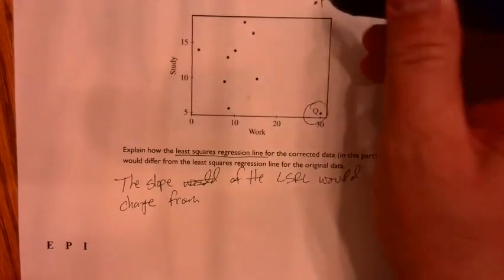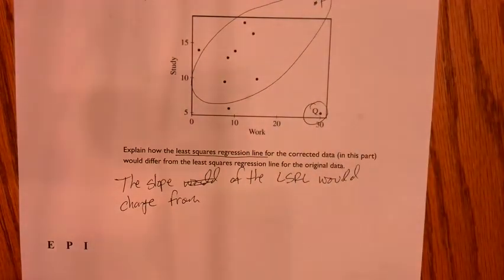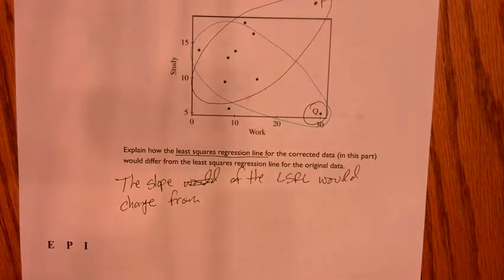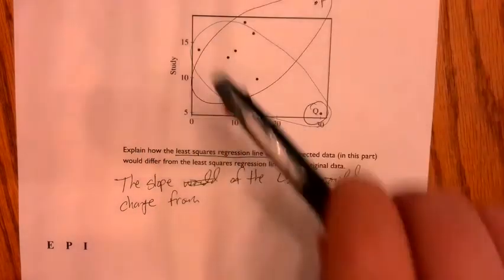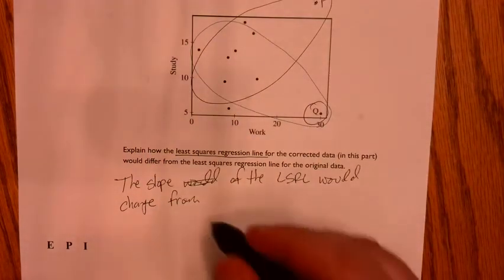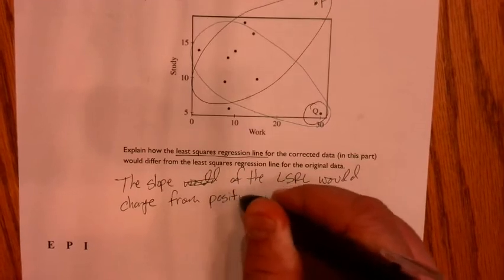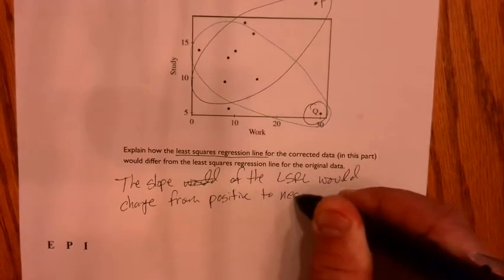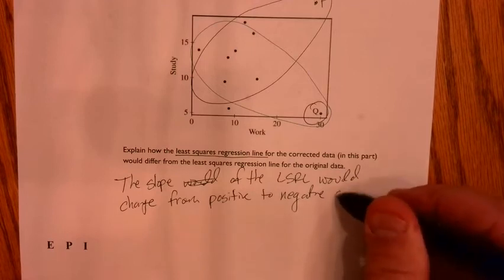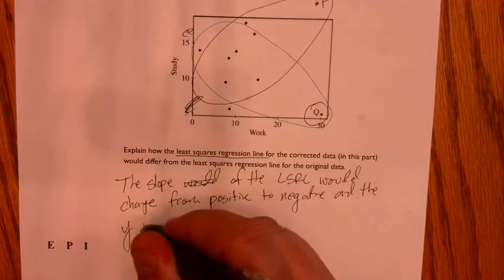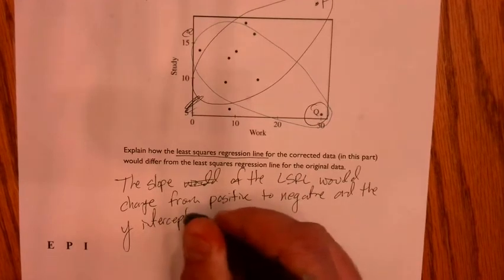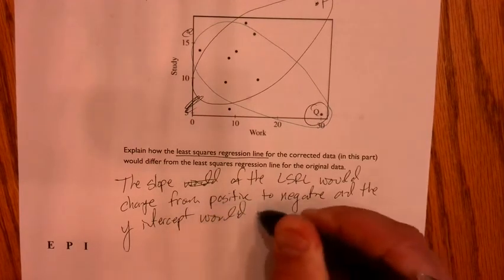Because see, this is my original bubble, like there, and this is my new bubble. See that? The new bubble's negative. So it would change, but I want to say how it's changed. The slope of the least squares regression line would change from positive to negative, and the y-intercept would change from somewhere down here to somewhere up here. The y-intercept would increase.